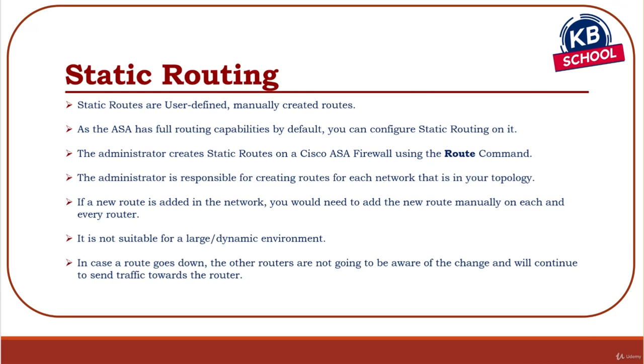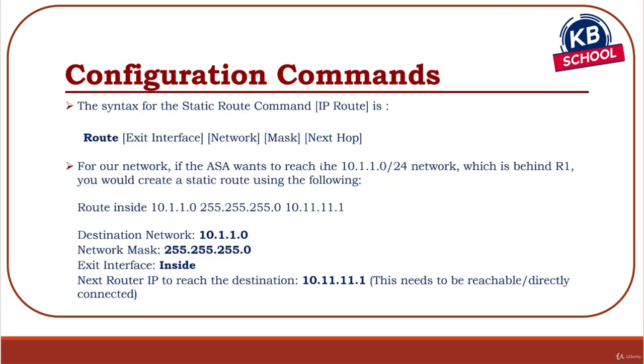In the normal IP route command on the router, we use the command IP route followed by the destination network. Let's say we want to get to 10.1.1.0. We would put the mask, followed by the next hop. Let's say in our case 10.11.11.1.